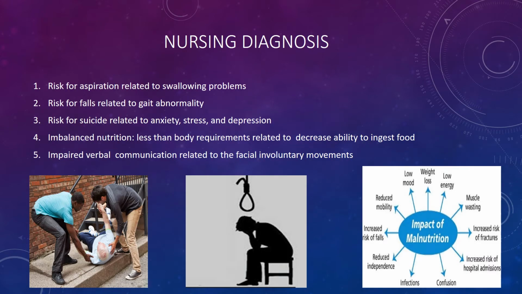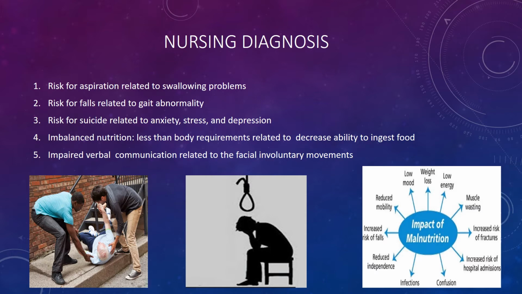Now I'm going to talk about some of the nursing diagnoses for the patient with Huntington's disease. The first nursing diagnosis is the risk for aspiration. This is related to the swallowing problem. So what the nurse can do is to keep the suction equipment at the bedside. The nurse can elevate the head of the bed, turn the patient in a side-lying position, and most especially give the patient the time to chew or to swallow their food.